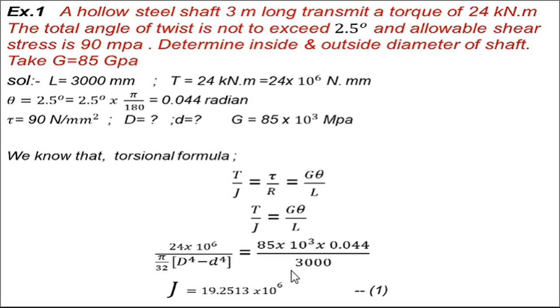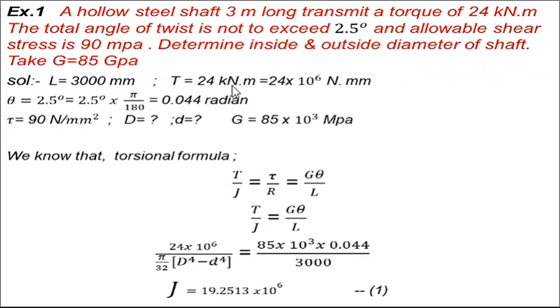First of all, in the problem they have given the length of the shaft. The shaft is hollow. There are two types of shaft: one is the solid shaft and the other is the hollow shaft. If the shaft is hollow, there are definitely two diameters, the external diameter and the internal diameter. So this is a hollow shaft, and in the problem they also ask to determine the inside and outside diameter of the shaft. The length is 3000 mm.